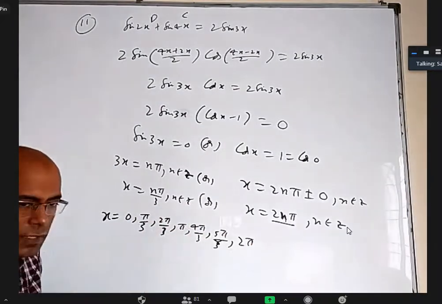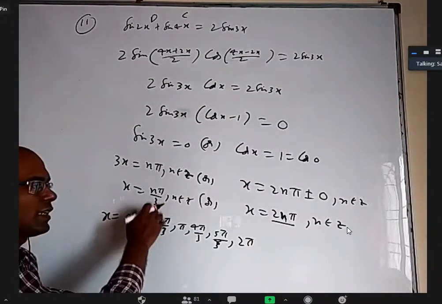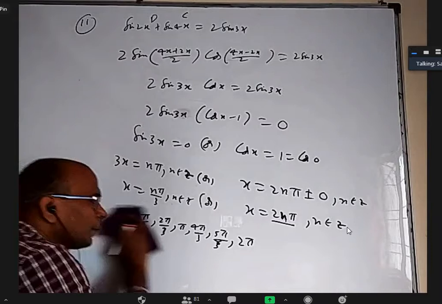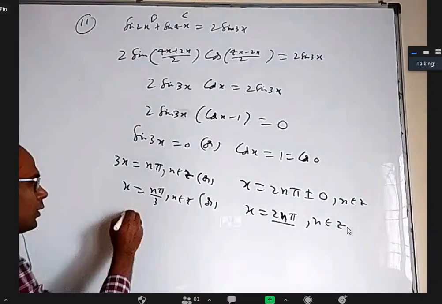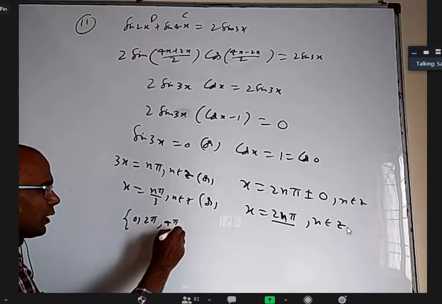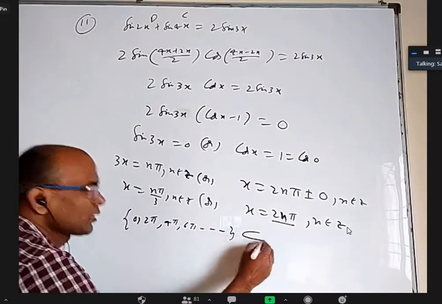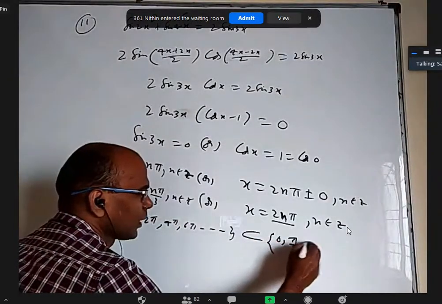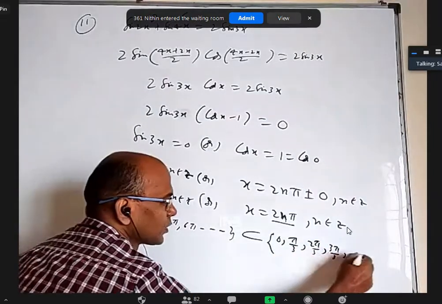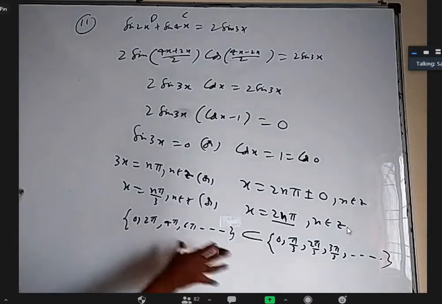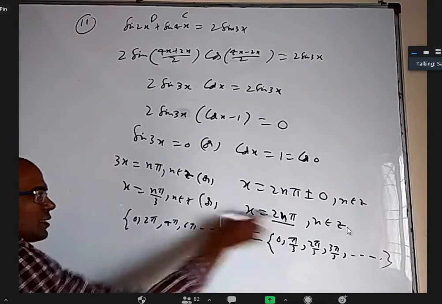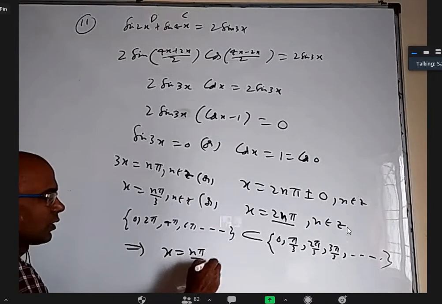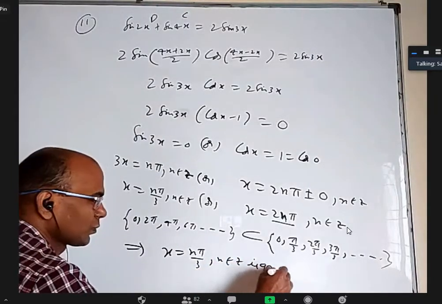When you take the union of two things, and if one is a superset of the other, that is, if one set contains the other set, the bigger set itself is the answer. So I can write like this: 0, 2 pi, 4 pi, 6 pi, and so on. All these are a subset of this one, that is 0, pi by 3, 2 pi by 3, 3 pi by 3, and so on. So just for your understanding, otherwise I would have directly read the answer. This is a subset of this, so this is the complete set. Which implies x equal to n pi by 3, n belongs to Z, is the general solution.